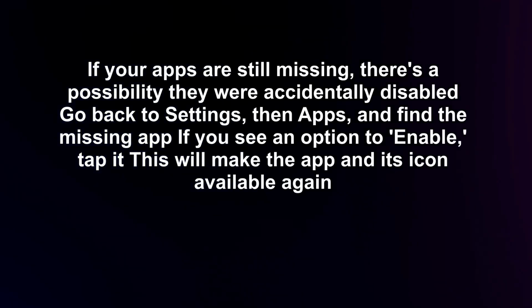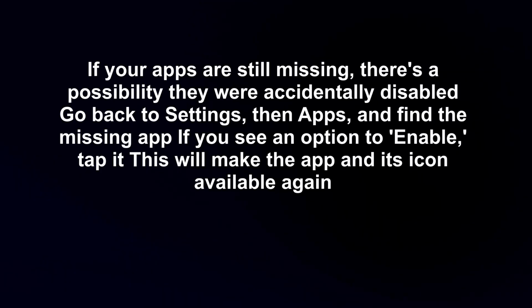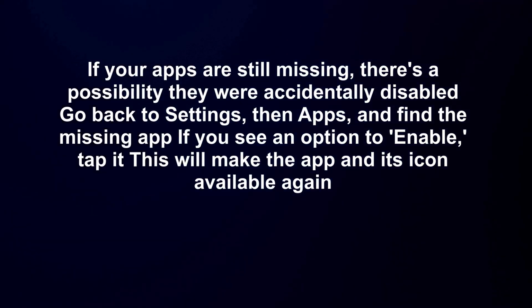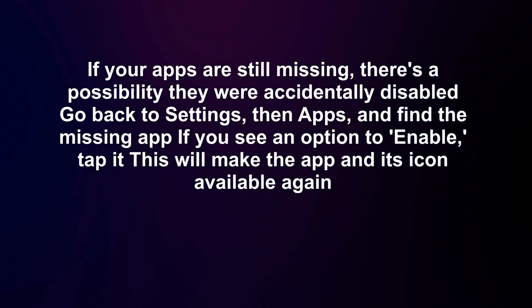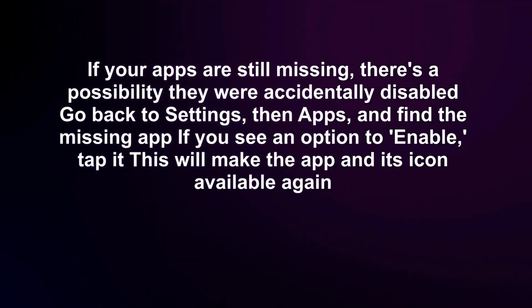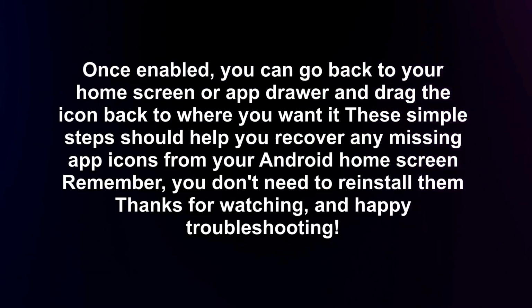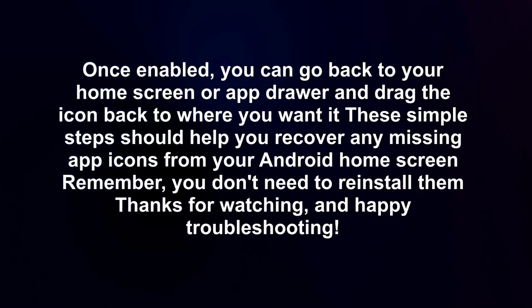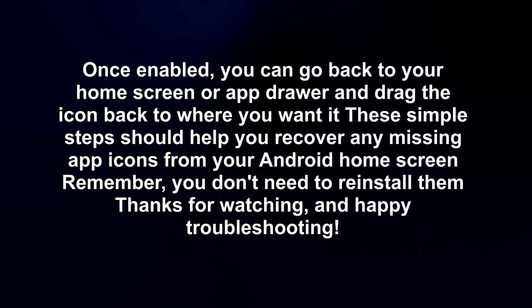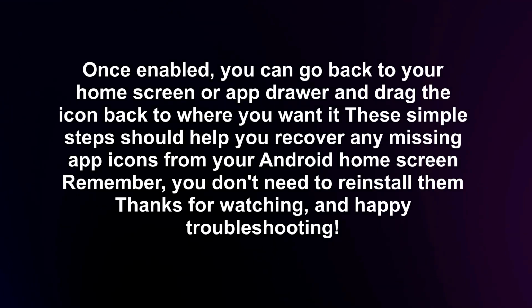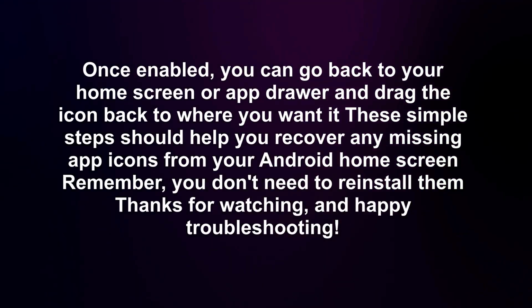If your apps are still missing, there's a possibility they were accidentally disabled. Go back to Settings, then Apps, and find the missing app. If you see an option to enable, tap it. This will make the app and its icon available again. Once enabled, you can go back to your home screen or app drawer and drag the icon back to where you want it. These simple steps should help you recover any missing app icons from your Android home screen.